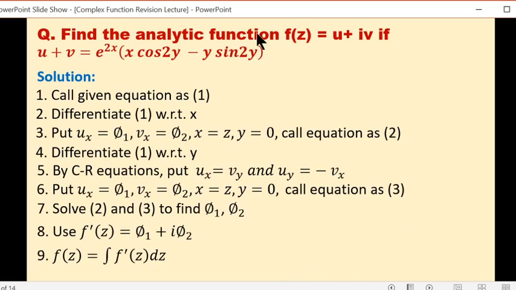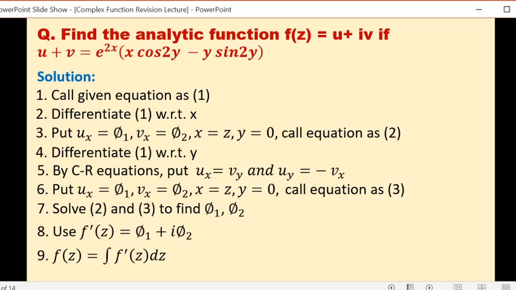Look at the example: find analytic function f of z if u plus v is given. So the first step is to call the given equation as 1. Then differentiate this 1 with respect to x. After differentiating, make the substitution ux equal to phi 1, vx equal to phi 2, x equal to z, y equal to 0. What we get, we call it equation number 2.